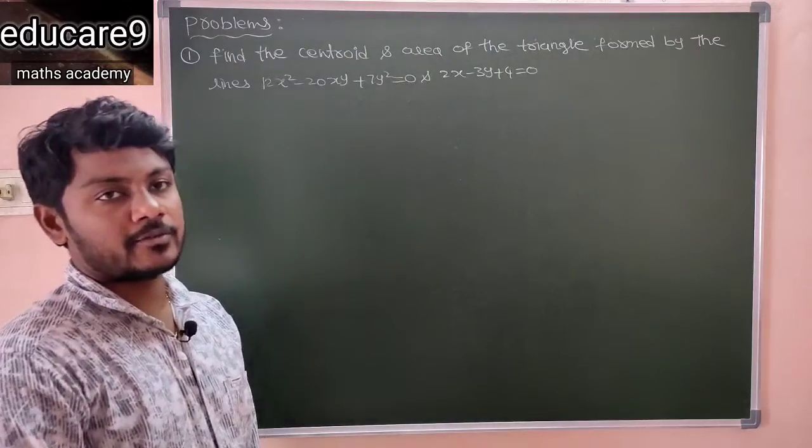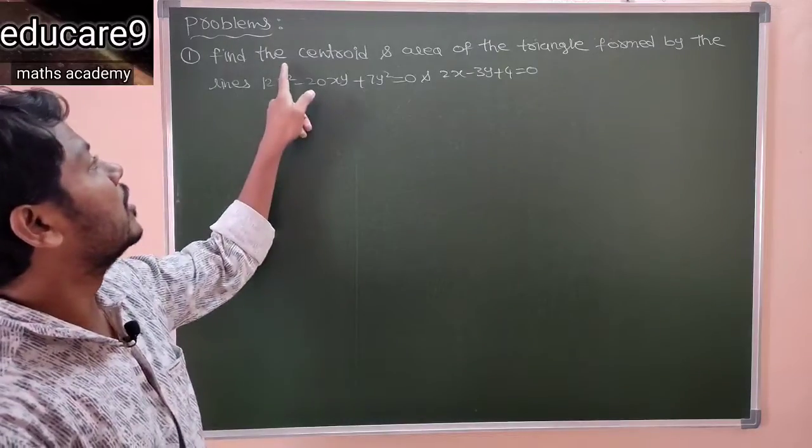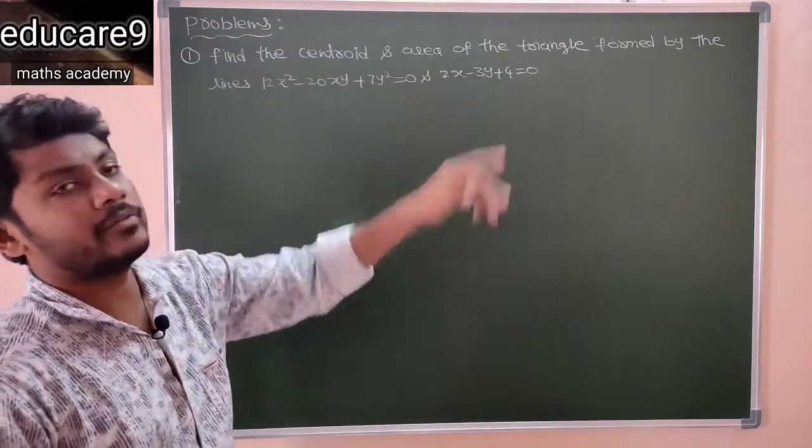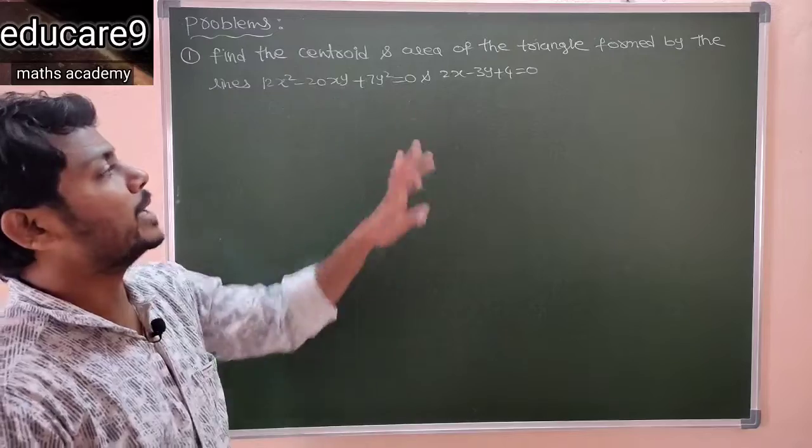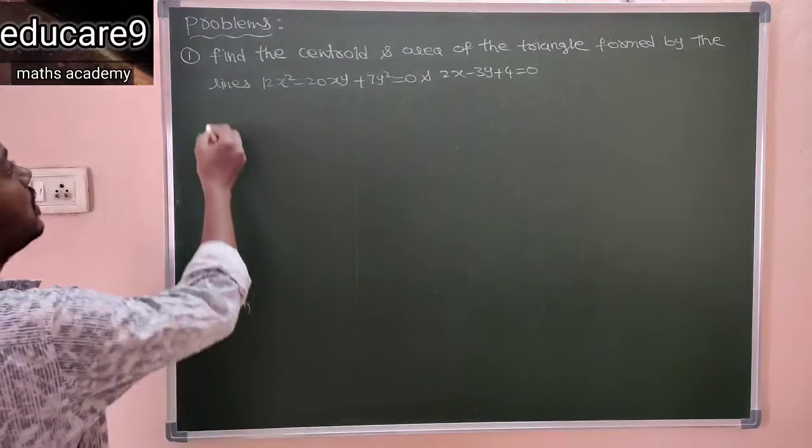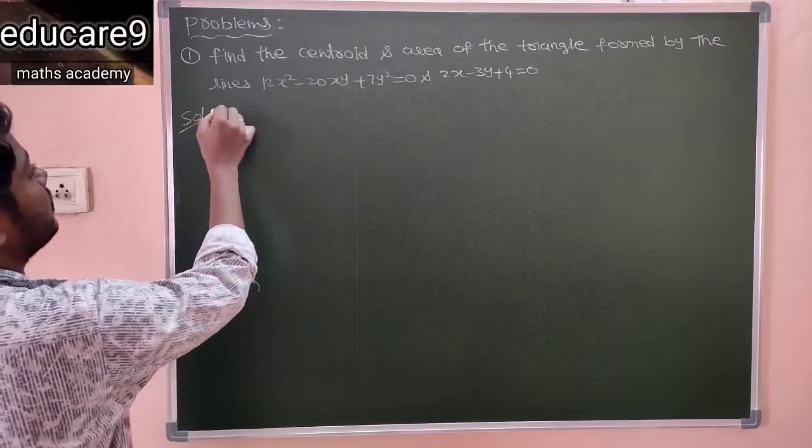So next we will discuss a few problems. See the first one. Find the centroid and the area of the triangle formed by the lines. Okay, so see our solution.